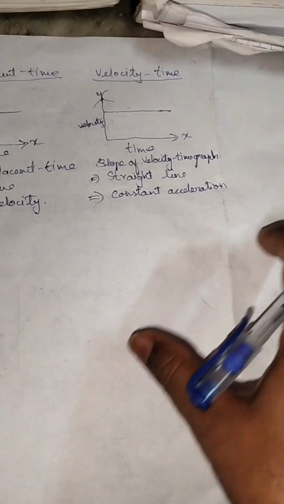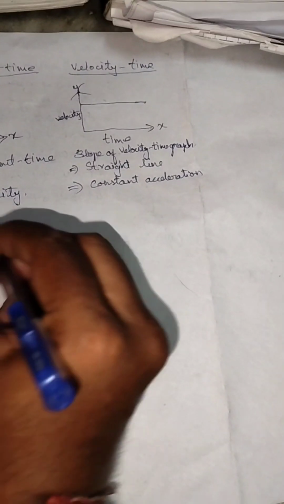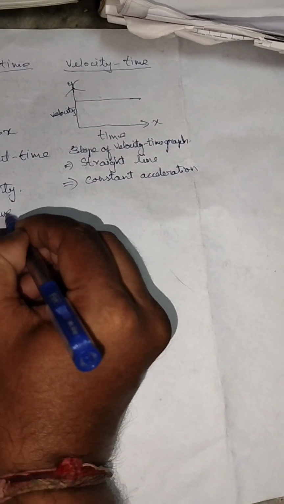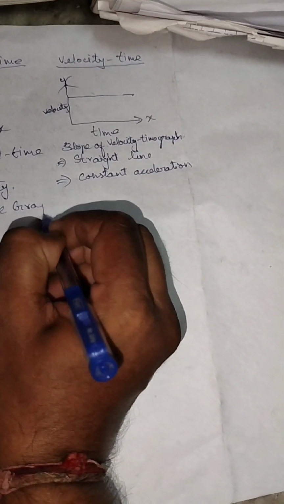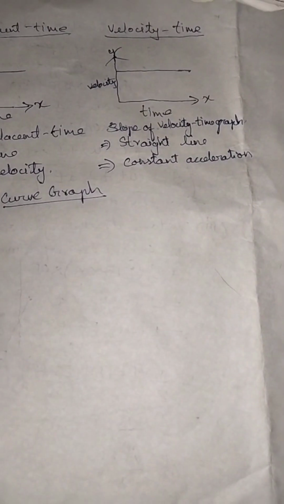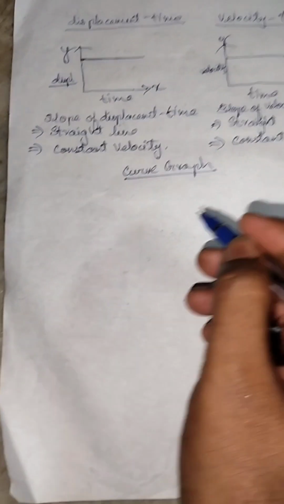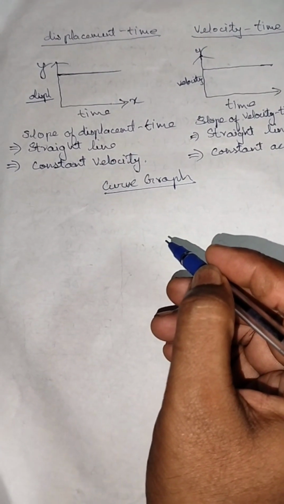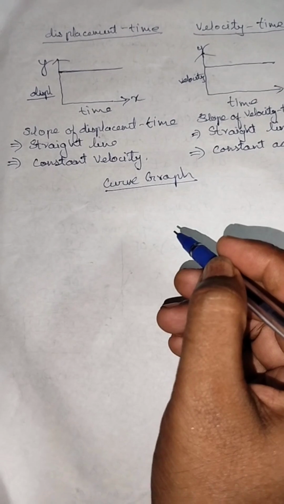Next, we are going to talk about the curve graph. The very next concept is the curve graph. Sir, how can we understand the behavior of a curve graph? We would like to know the behavior of a curve graph. Now we are going to talk about the next graphical section, that is the curve graph.